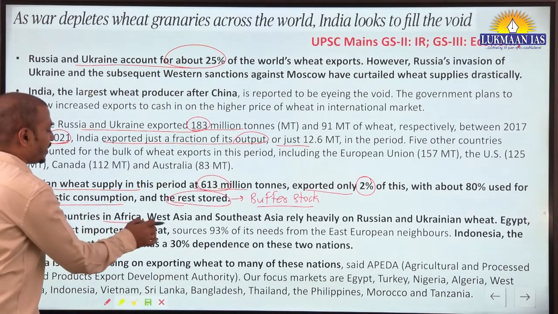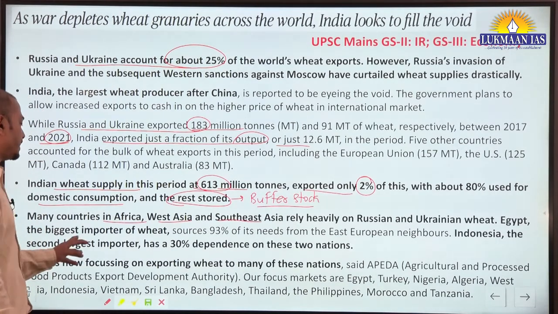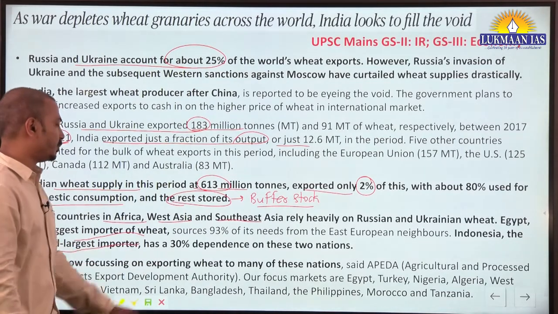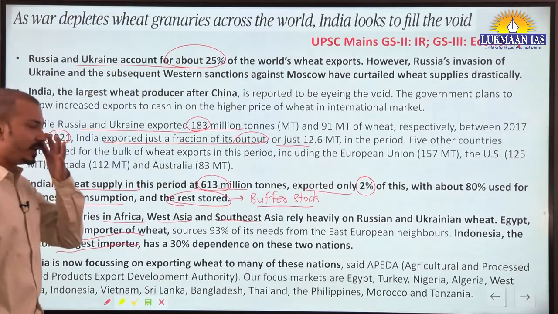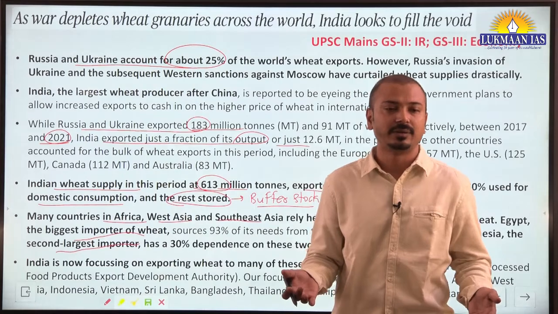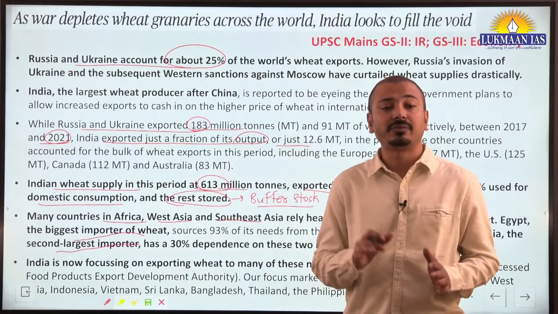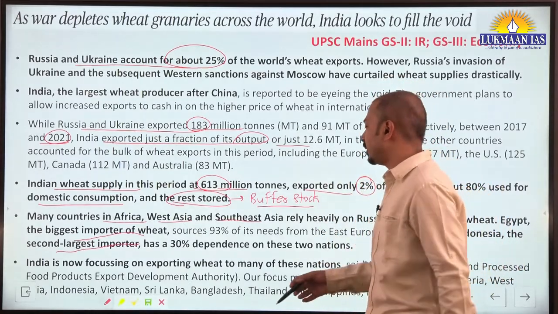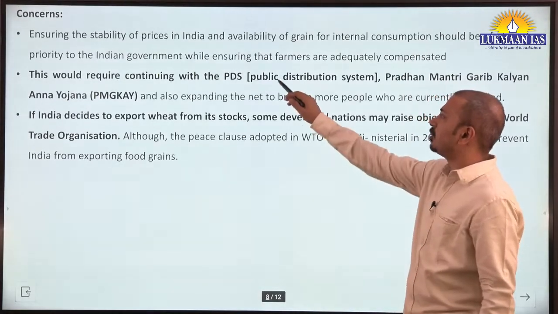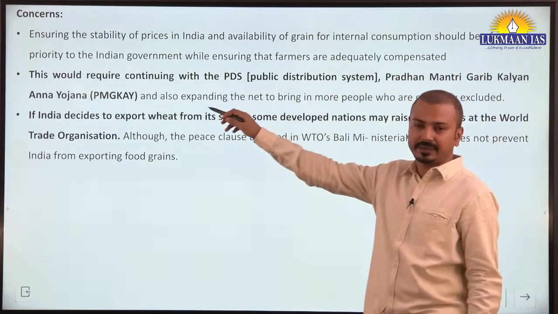Many countries in Africa, West Asia, Southeast Asia rely heavily on Russian and Ukrainian wheat, like Egypt is there, biggest importer of wheat. Then there is Indonesia, second largest importer. So that's why India is looking at these markets now, these countries, to export the wheat. The harvest period is now there and we are expecting bumper produce of wheat. So this is the time that we can export. But some of the people, experts, are concerned. What are the concerns here? Ensuring the stability of prices in India and availability of grain for internal consumption should be of utmost priority.